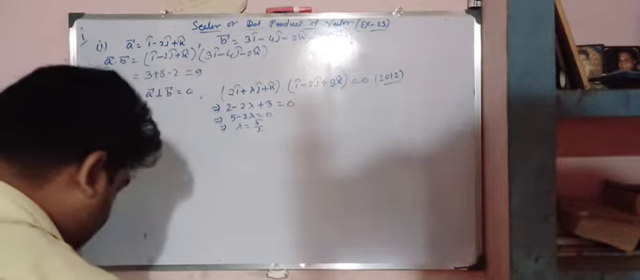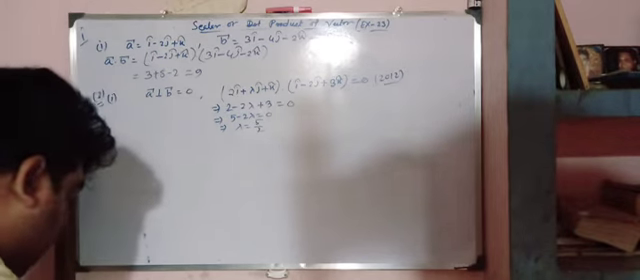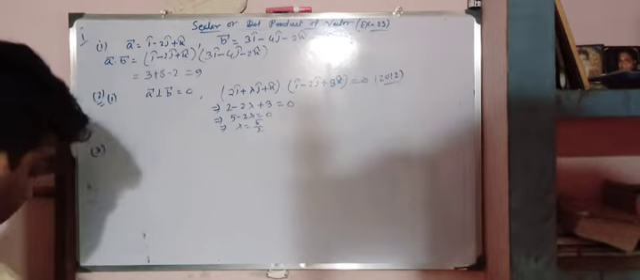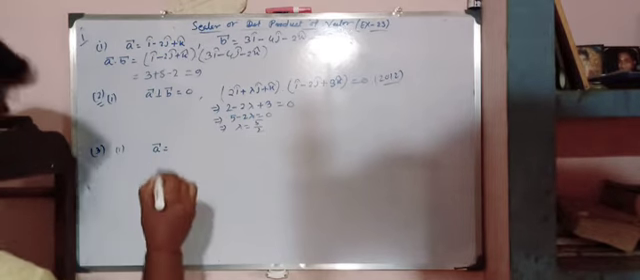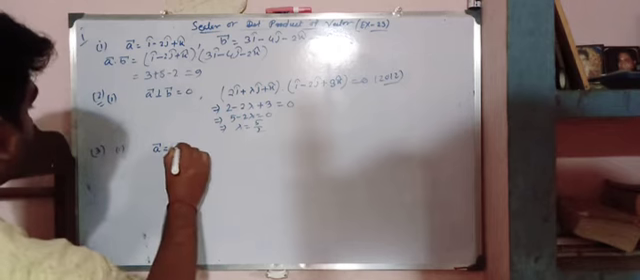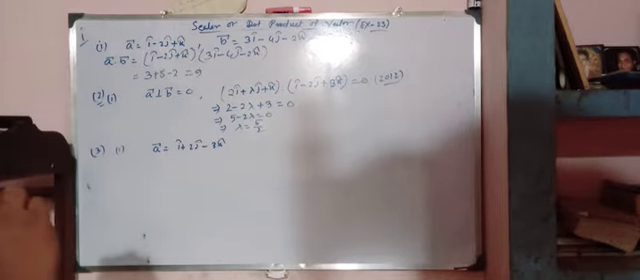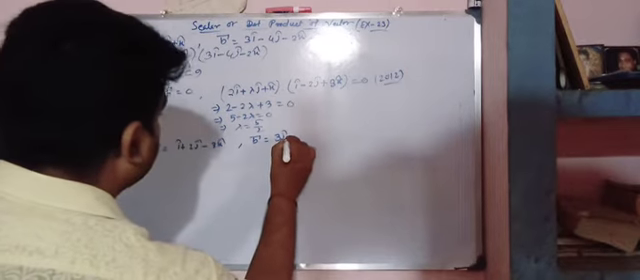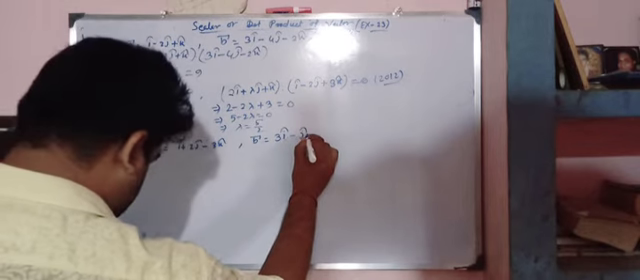Question number 3. Now here A is given. A is equal to I cap plus 2 j cap minus 3 k cap, and B is given. We have to show that A plus B is perpendicular to A minus B. So this is question number 3. Now A vector is equal to I cap plus 2 j cap minus 3 k cap, okay, and B vector is equal to 3 I cap minus j cap plus 2 k cap.